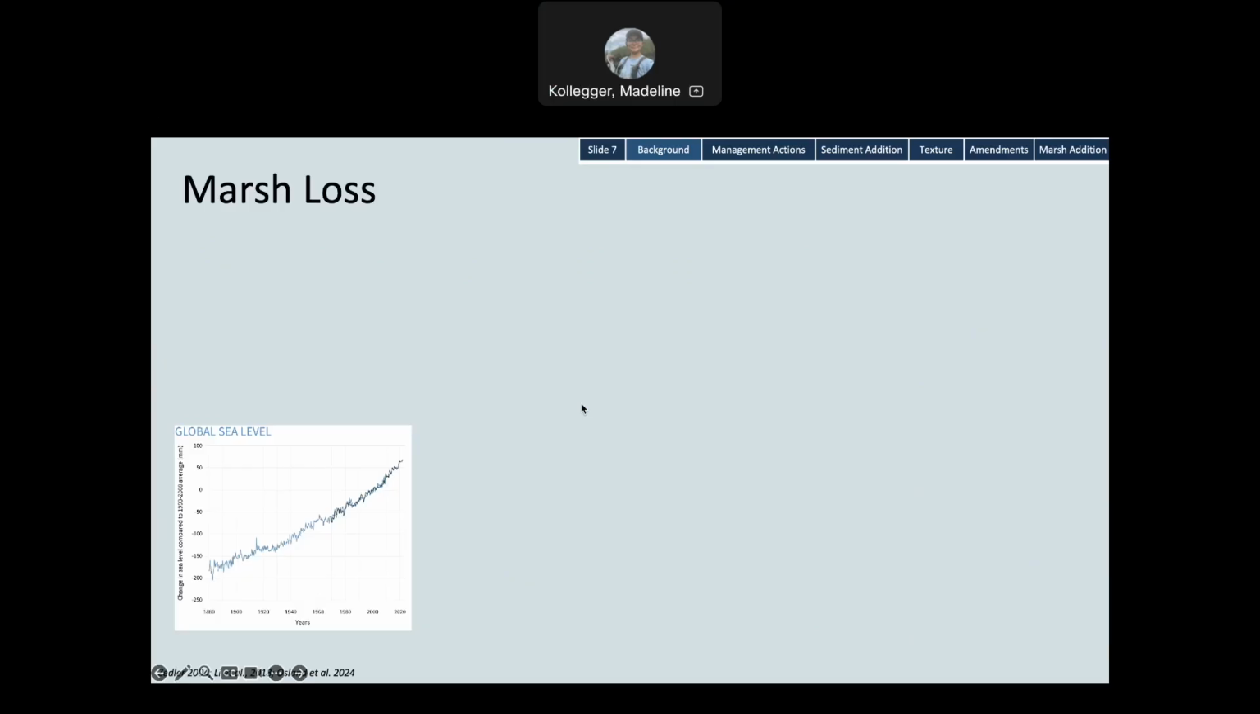So we know that our marshes are important. We kind of know a little bit more about them, but we are losing them. So here you can see the sea level has been rising.